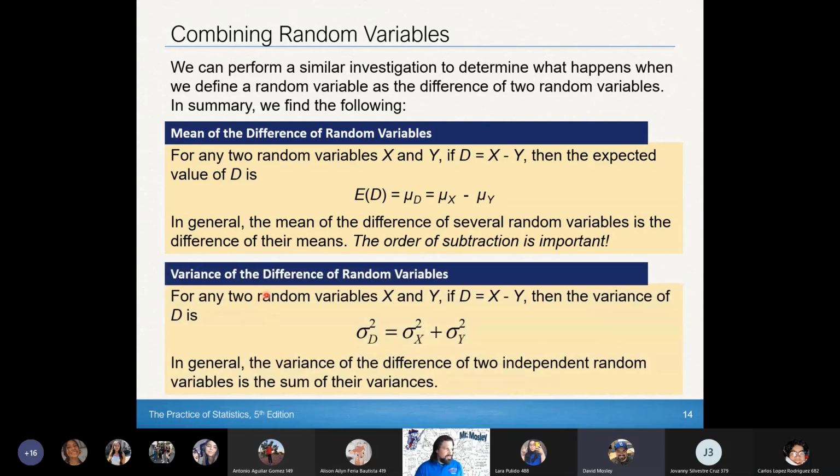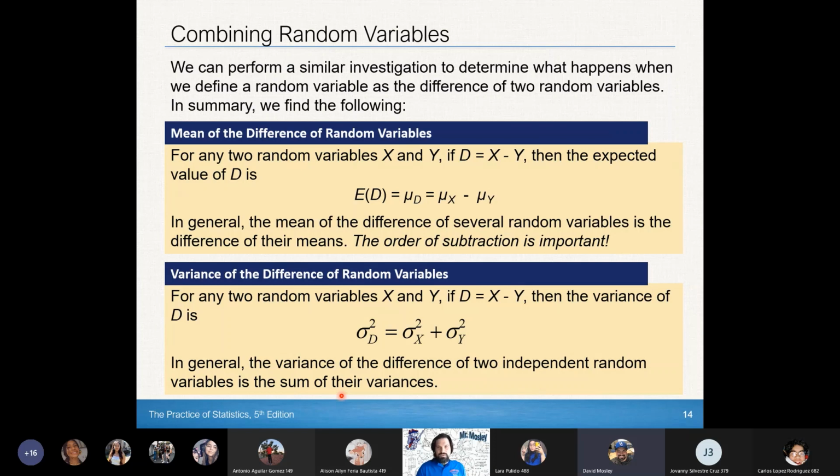The variance of the difference of random variables is a little different. For any two random variables, x and y, if d equals x minus y, then the variance of d is the sum of the variances. We do not subtract variances, right? The variances still add, right? In general, the variance of the difference of two independent random variables is the sum of their variances.